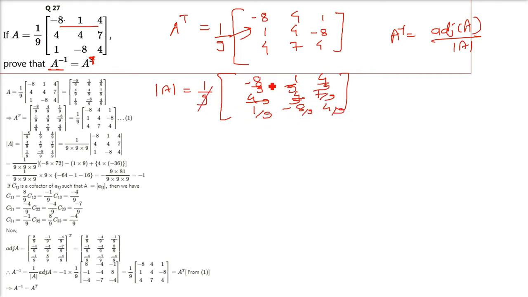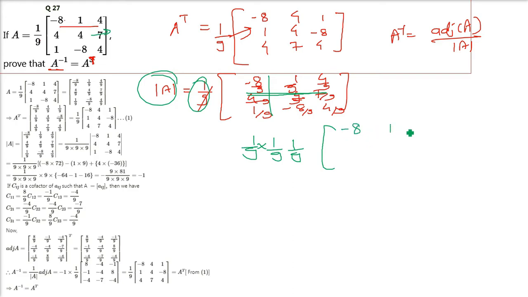Now, we can take 1 by 9 from either 3 rows or 3 columns. That's up to you. I hope you are understanding the concept. 1 by 9 will come from the first row, 1 by 9 from the second row, 1 by 9 from the third row, and this is almost similar to 1 by 9 coming from the 3 columns also. Essentially, the final output will be 1 by 9 into 1 by 9 into 1 by 9. That has to come out. Now whatever is inside, you can take the determinant of it. That is the catch here. That is the thing we need to understand.